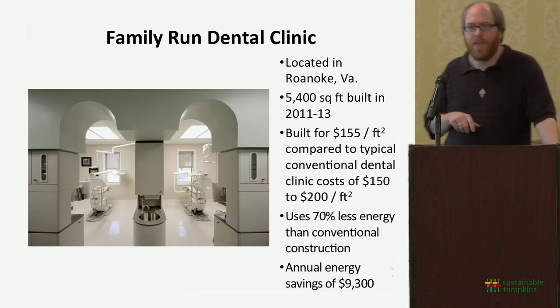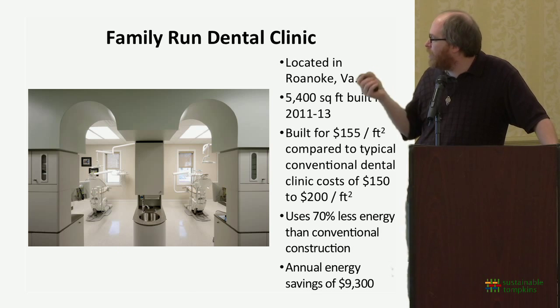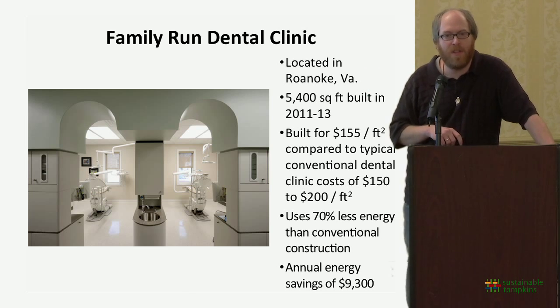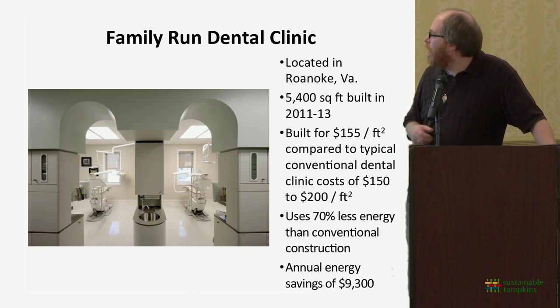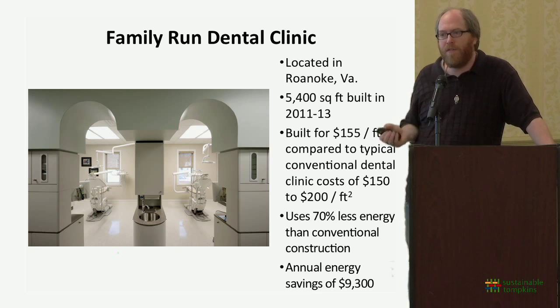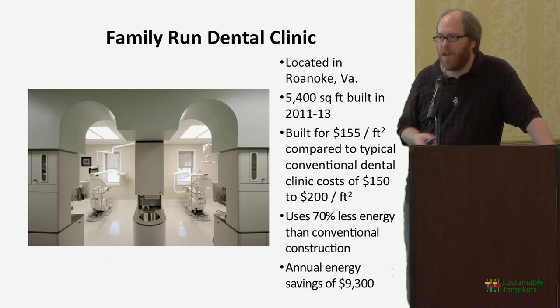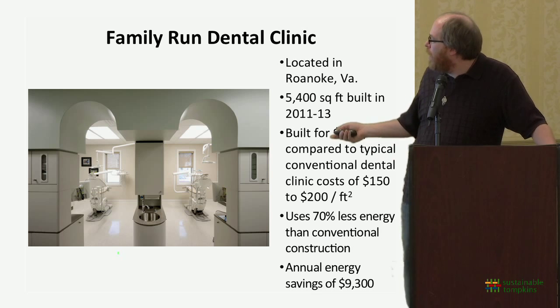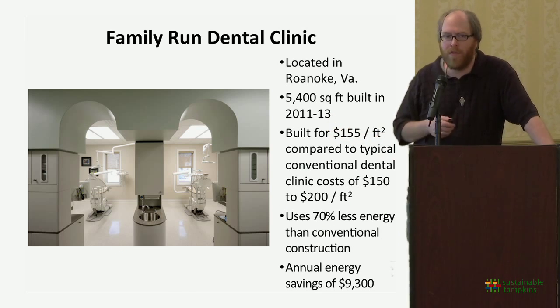The kinds of spaces you can make Passivehaus, you wouldn't always think about. This company apparently had done a lot of dental offices, so they were asked to make a Passivehaus dental office for these folks to leave to their kids. It's 5,400 square feet, and this was built for $155 a square foot. This company has built a number of conventional dental offices prior, and the construction costs in their area were $150 to $200 a square foot.